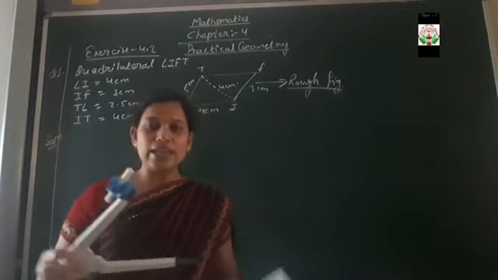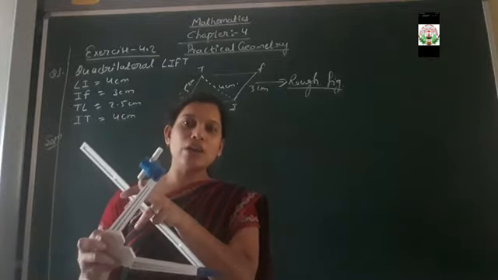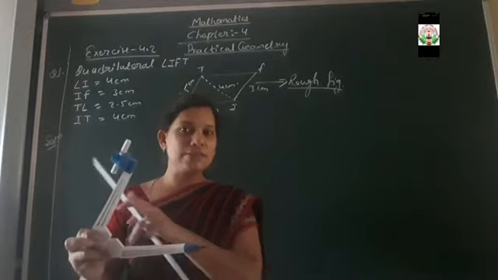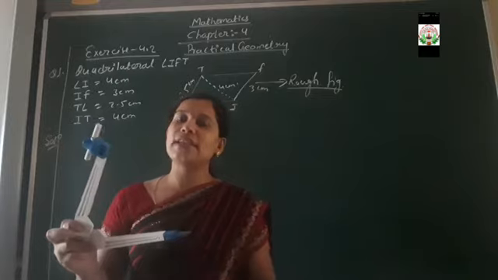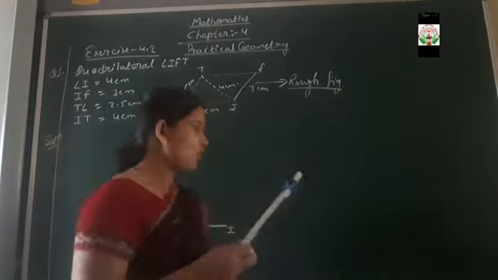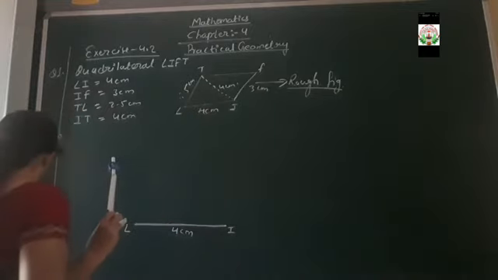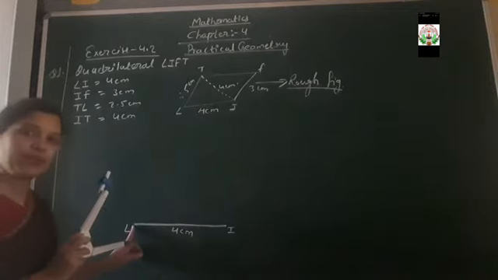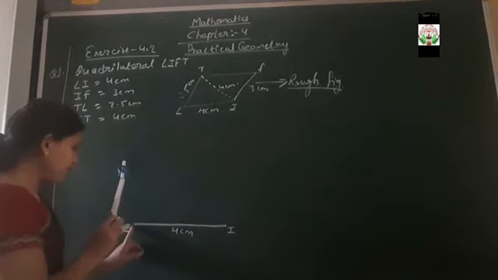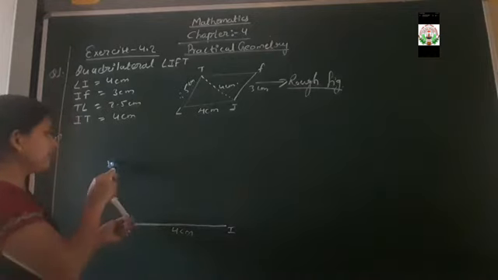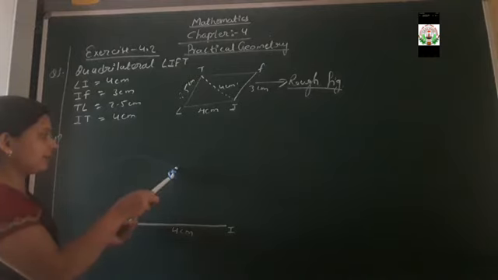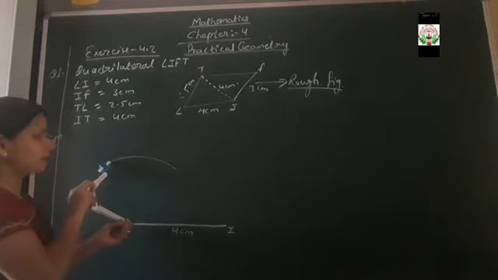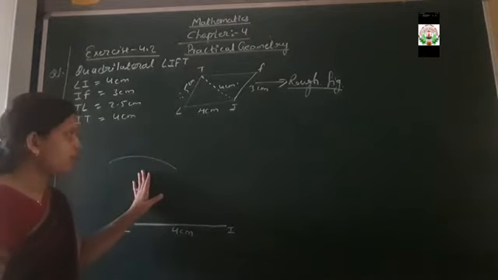Now removing the scale, the mouth of the compass, with the needle and the pencil, has 2.5 cm. That we have to keep at the center, at this point. This is L, so we keep the needle over here and with it we draw an arc like this. Understood up to here? Like this we have to draw an arc.